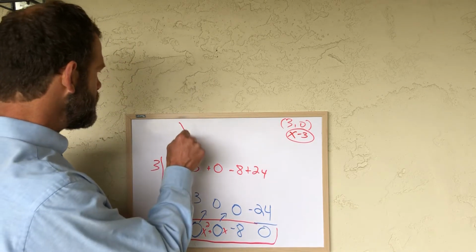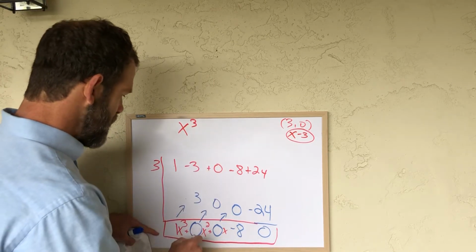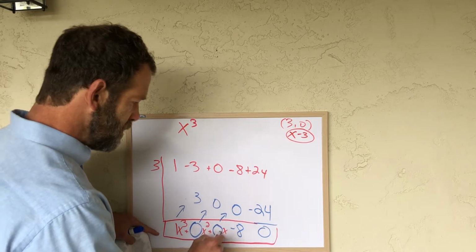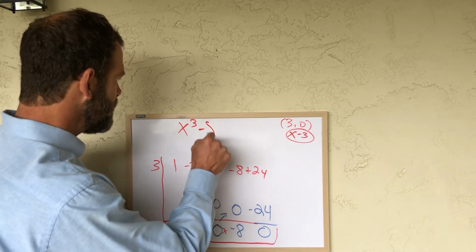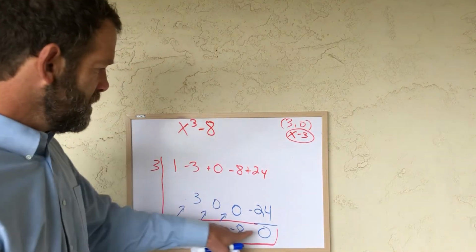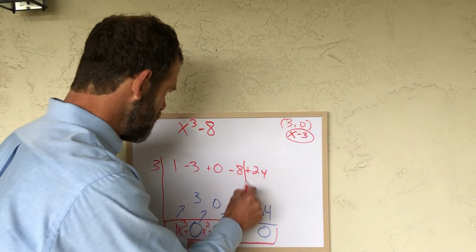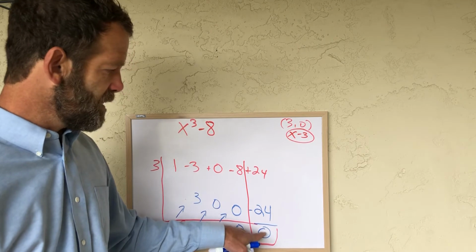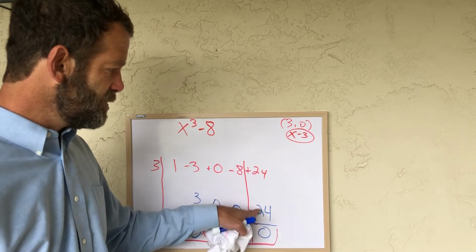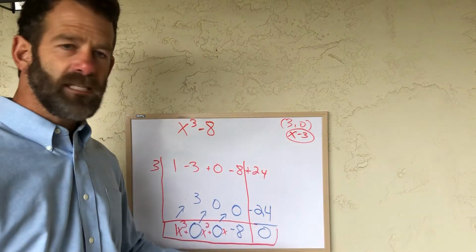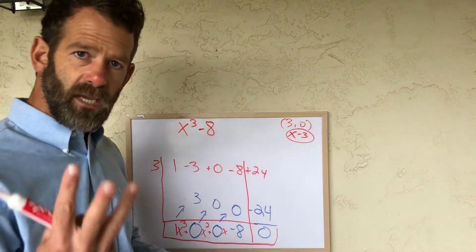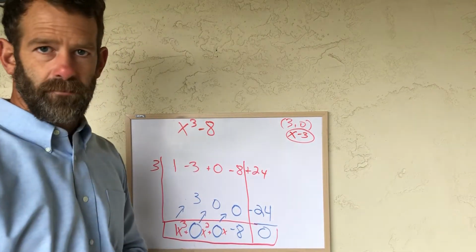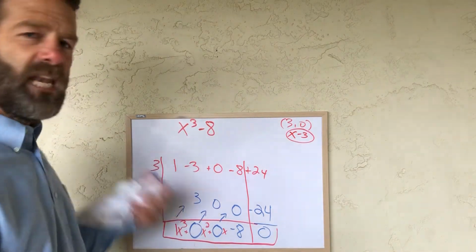I have 1x to the 3rd. I don't have an x squared. I don't have an x. And I have a negative 8. This last row right here is always your remainder. Let's say you had a remainder of 3. You added these two together to get 3. Your answer would be with a remainder of 3 over what you divided by. Okay, but anyways, we don't.